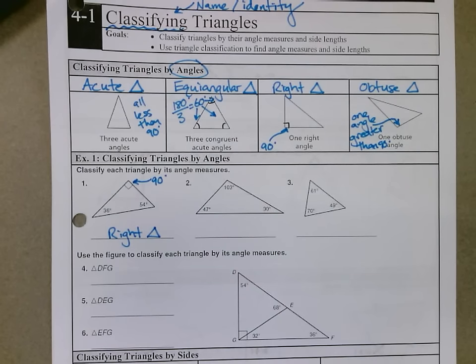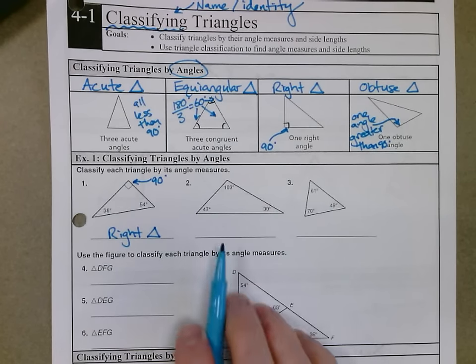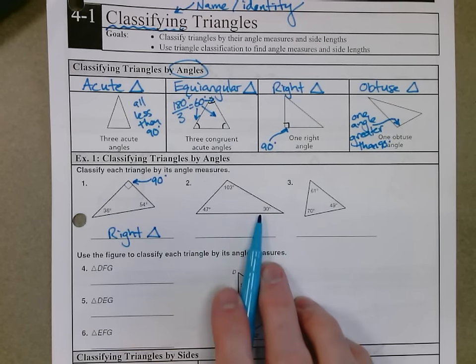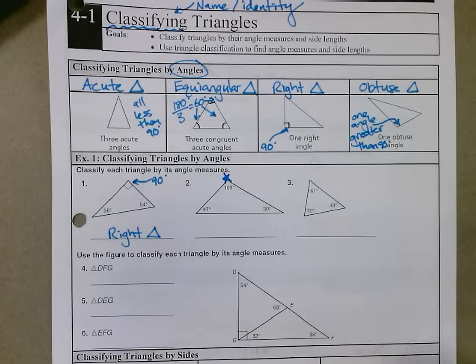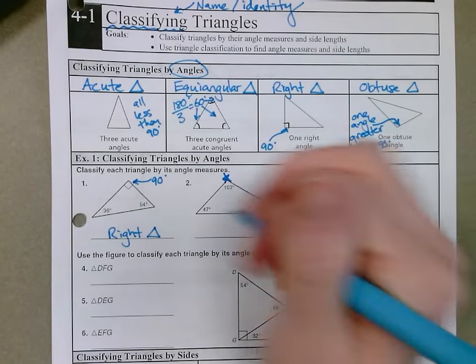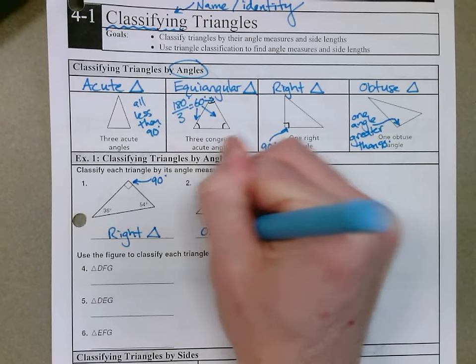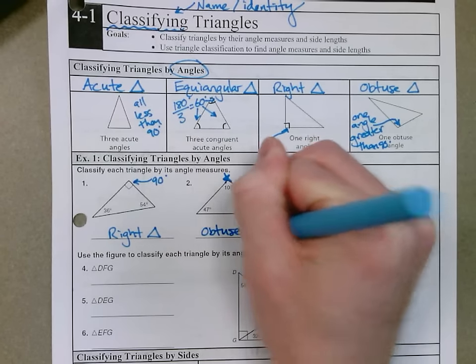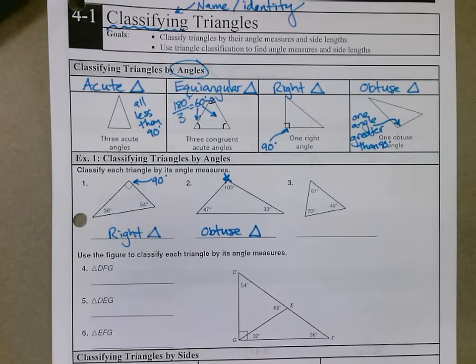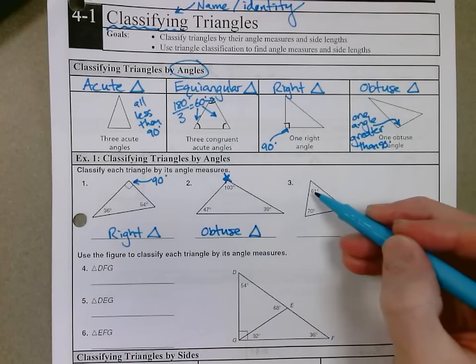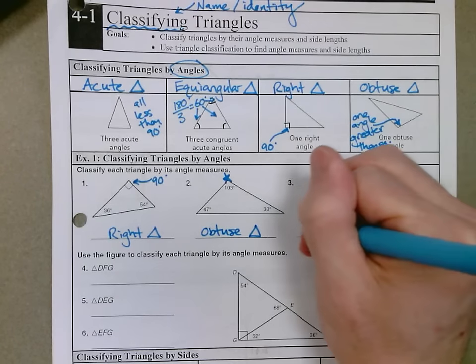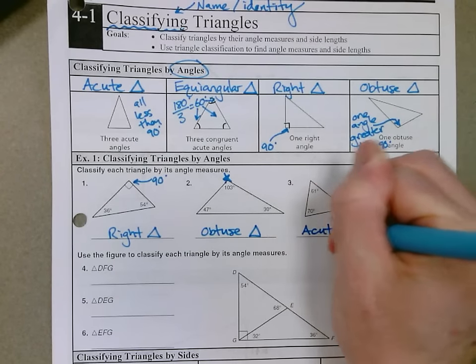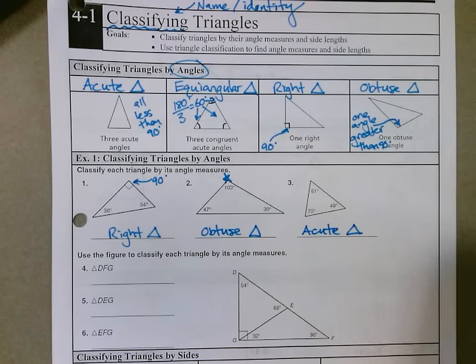Number 2. Looking around at these angles, I see a 47 and I see a 30. I know that both of those are acute, but it's this one right here that makes the decision for me. That's an obtuse angle, and therefore this is an obtuse triangle. This third one here, I notice that all 3 of my angles are less than 90. Therefore, this has to be an acute triangle. It's a cute little fella.